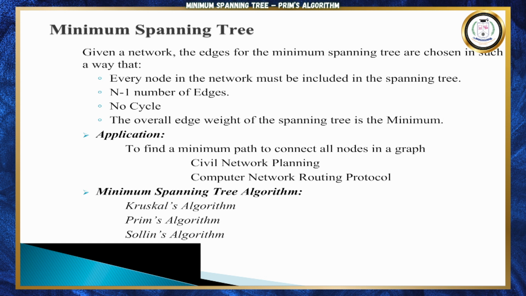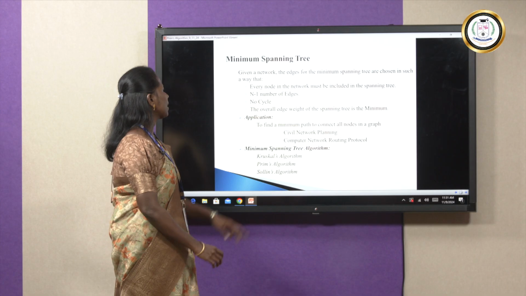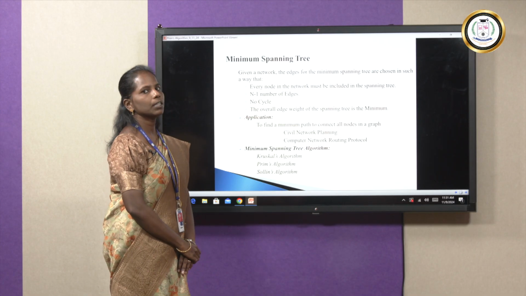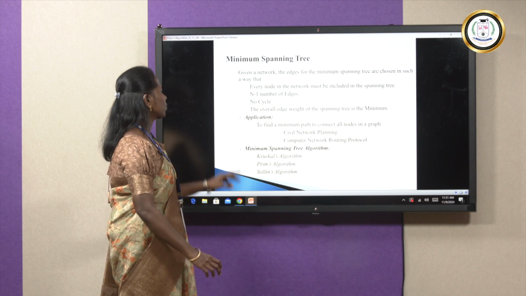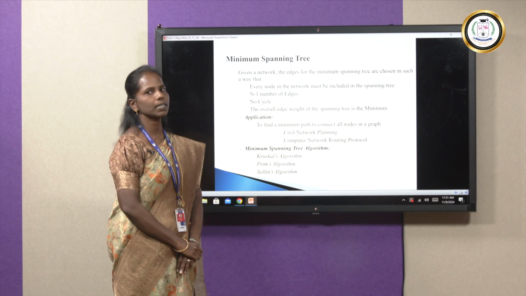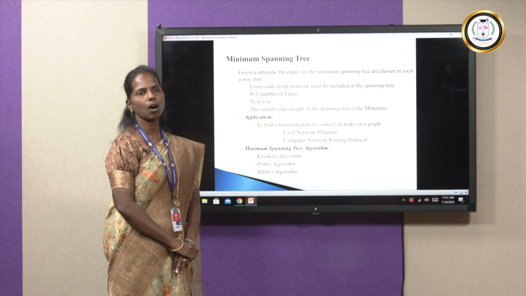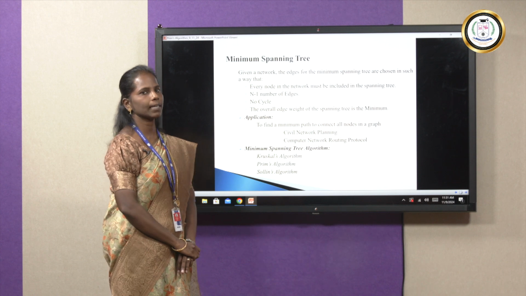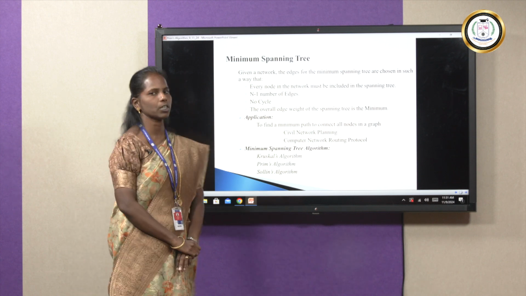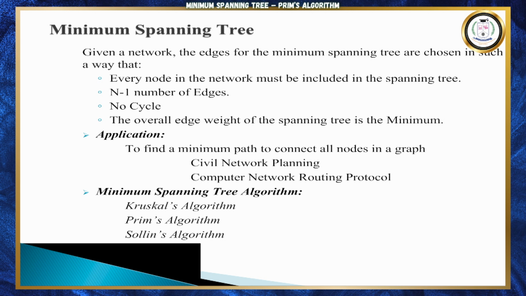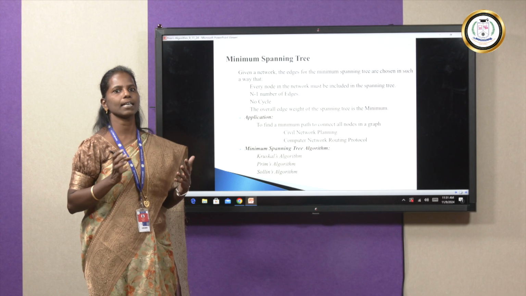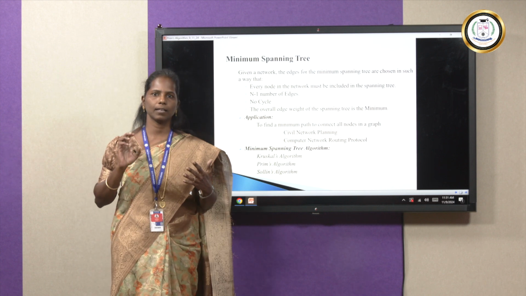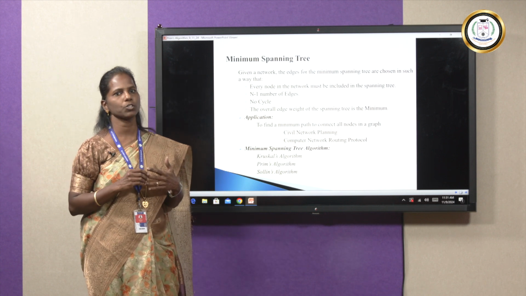Every node must be in the spanning tree from the graph. The number of edges should be n minus 1. There should be no cycle. The main criterion in the case of a minimum spanning tree is that the overall edge weight cost should be minimum. If that is the case, then that is called a minimum spanning tree. So, a minimum spanning tree should have all the nodes present in your graph, plus the number of edges should be n minus 1, and the total edge cost should be minimum. If that criteria is satisfied, then the spanning tree will be called a minimum spanning tree.